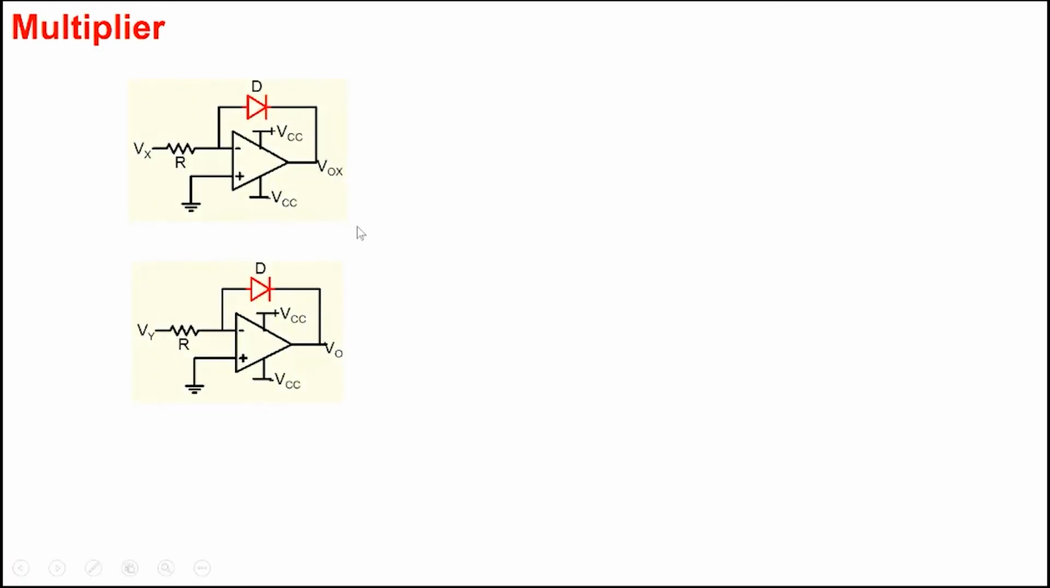Well, we can use both these blocks to build a multiplier. Suppose there are two voltages Vx and Vy. We want to multiply them together. So the idea is we take log of Vx and log of Vy. We add them up together. So when you add the two logs together, it becomes log of Vx multiplied by Vy. And then we take an anti-log. Okay, so let's do that here.